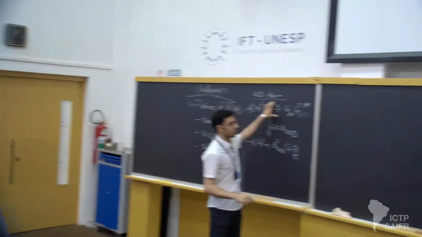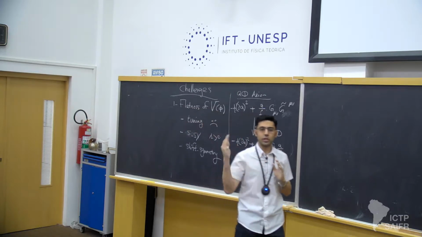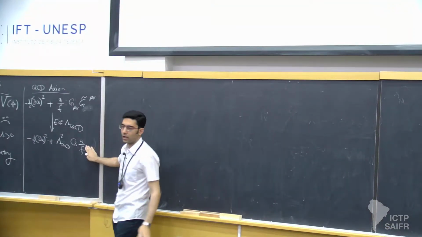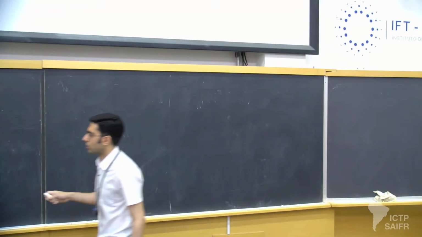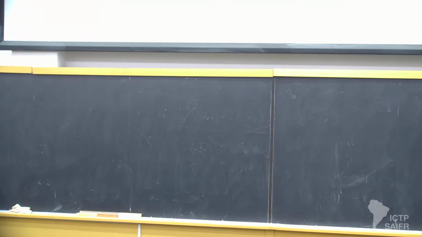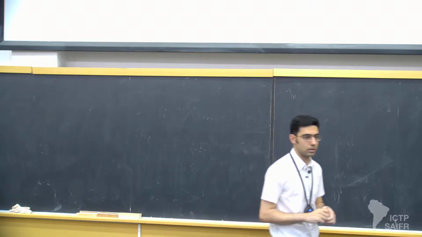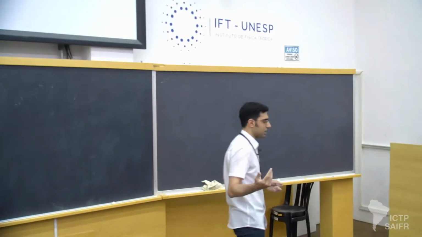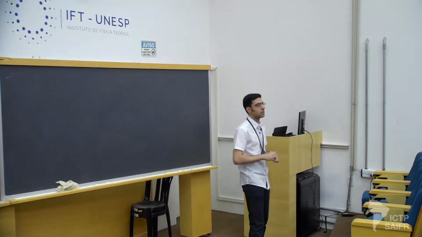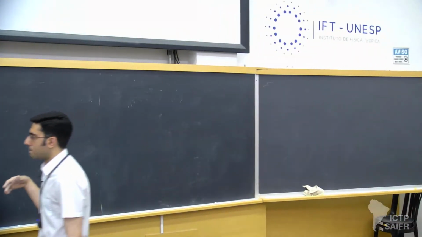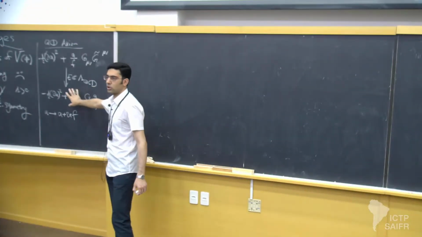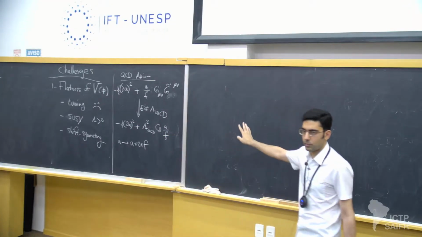So if we look at this action, it actually has an exact discrete shift symmetry. This cosine that I have written here preserves that discrete shift symmetry, A going to A plus 2 pi F. But it breaks the continuous shift symmetry of the axion. So this is a mechanism that produces a mass for the QCD axion, which is a non-perturbative mechanism, and it gives some finite potential.